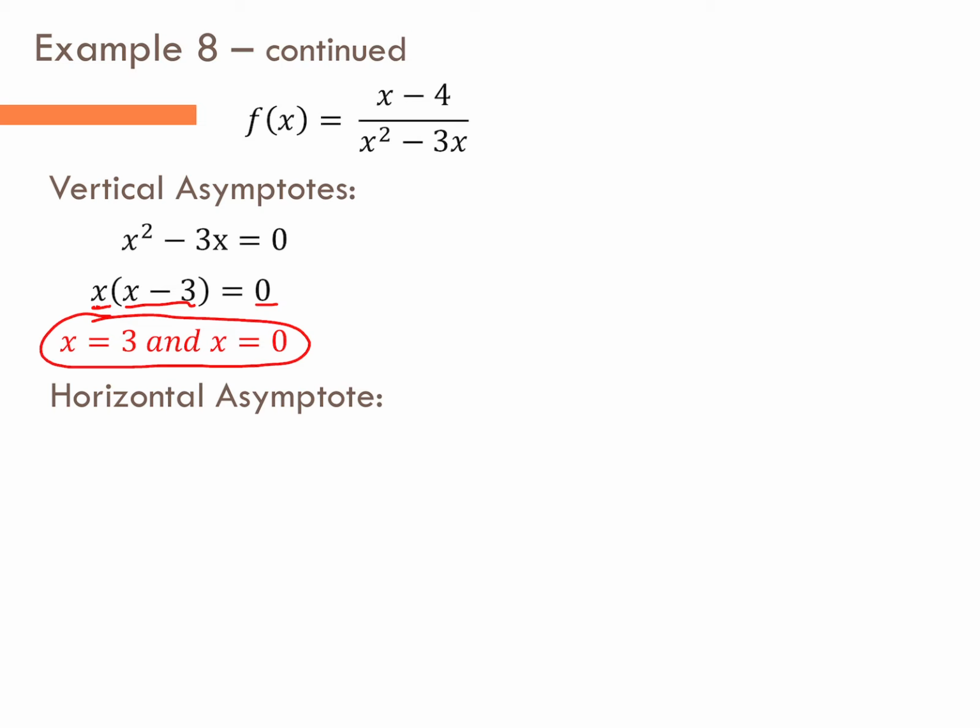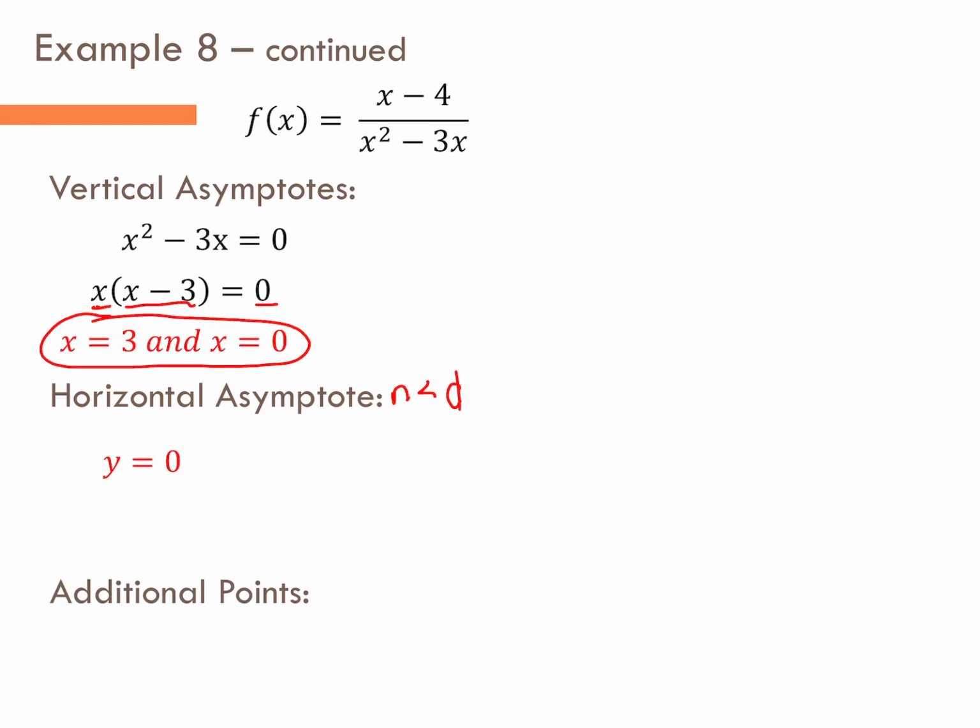Horizontal asymptote, remember you're comparing your degrees. So in this case, my n is less than my d. When our n is less than our d, it's just y equals 0 from the rules we learned last time. So at y equals 0, I would draw in a dotted line.